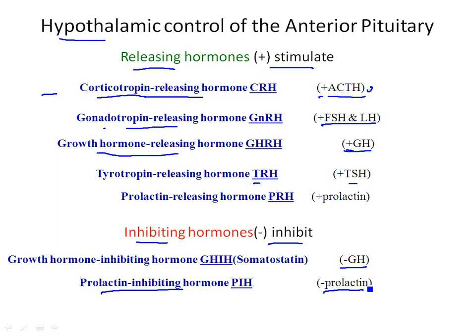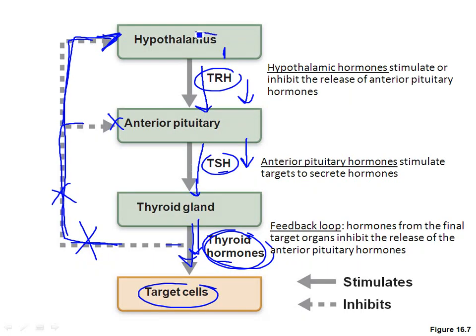Now, sometimes you'll see GHIH written as somatostatin, same thing. So you've got your releasing hormones, which stimulate the anterior pituitary, and your inhibiting hormones, which inhibit the anterior pituitary. So go back to your picture. These are the hormones that are coming from the hypothalamus and either stimulating or inhibiting the anterior pituitary.